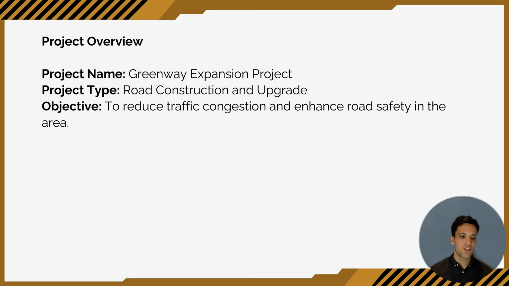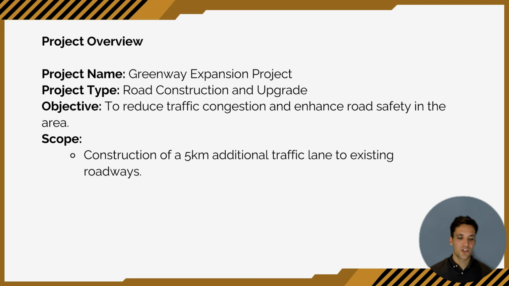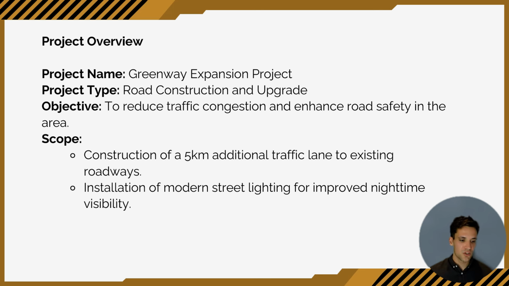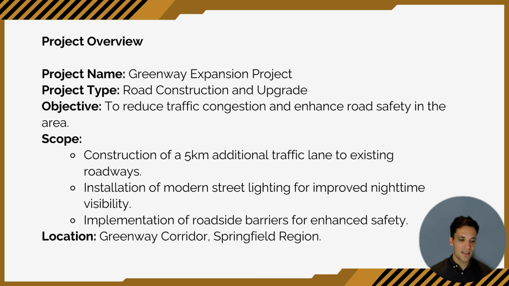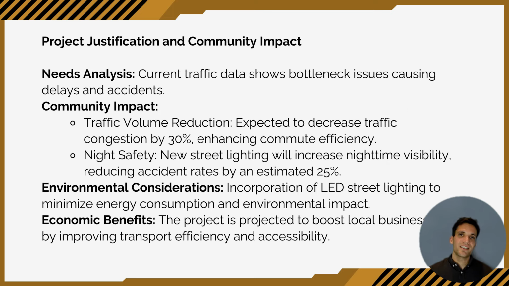The objective is to reduce traffic congestion and to enhance road safety in the area. The scope is to construct a 5-kilometer additional traffic lane next to an existing roadway, cover the installation of modern street lighting for improved nighttime visibility. We're also going to install roadside barriers for traffic user safety, and it's located in the Greenway corridor in the Springfield region.